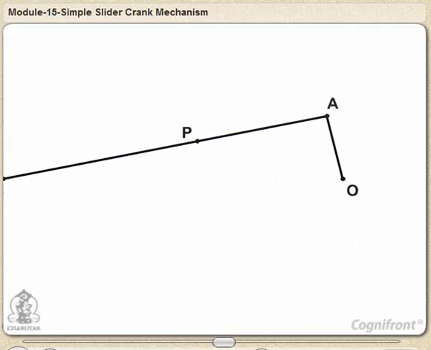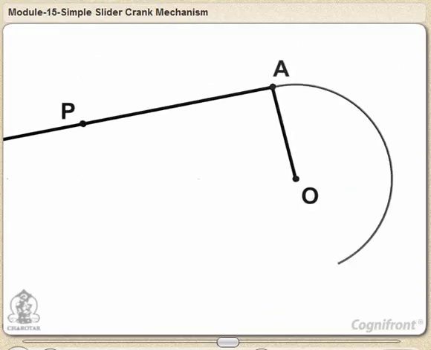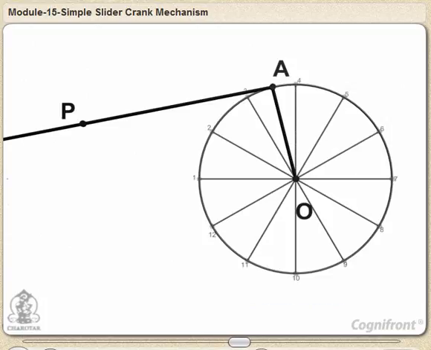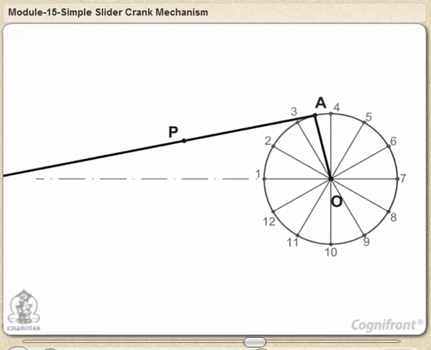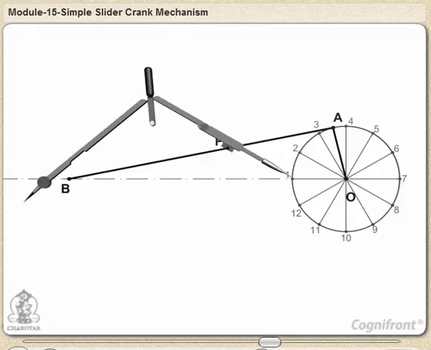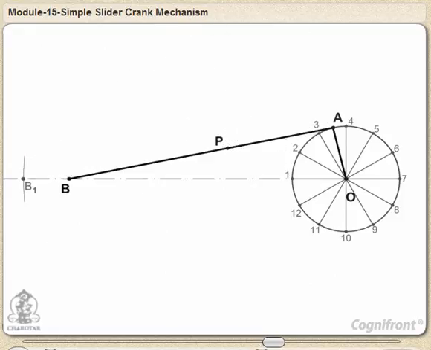First, draw a circle which is the path of point A. Then, divide circle into 12 equal parts. From the center of the circle O, draw center line which passes the end point B of the rod. With center 1 and radius AB, cut the path of B at point B1. Draw a line joining 1 and B1.